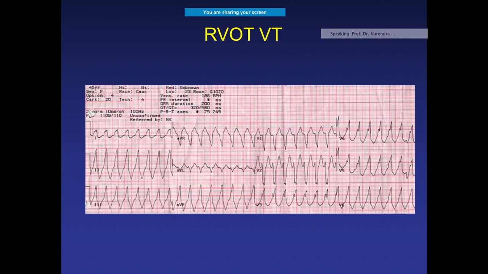Similarly, if you try to get a little bit more insight, if lead 1 is positive, it will be directing the origin towards the exit site, and it will possibly be in the posterior median wall actually. Okay, otherwise, of course, in the anterolateral wall.